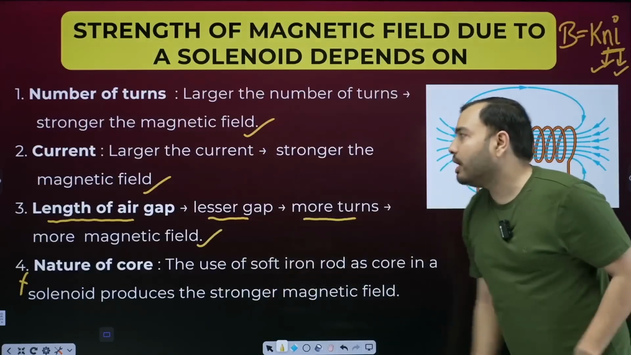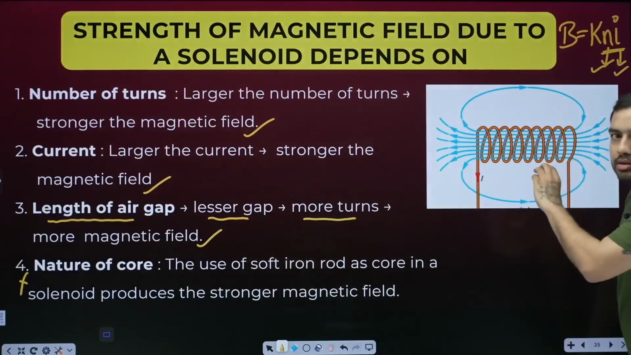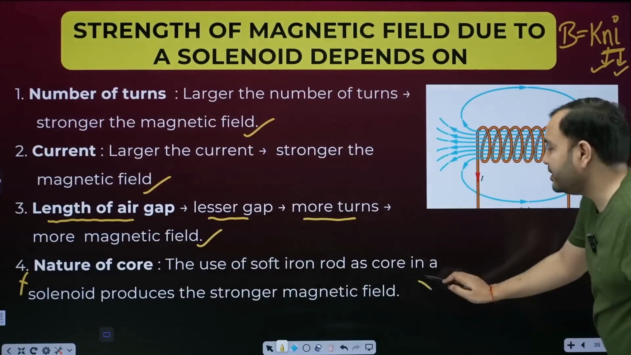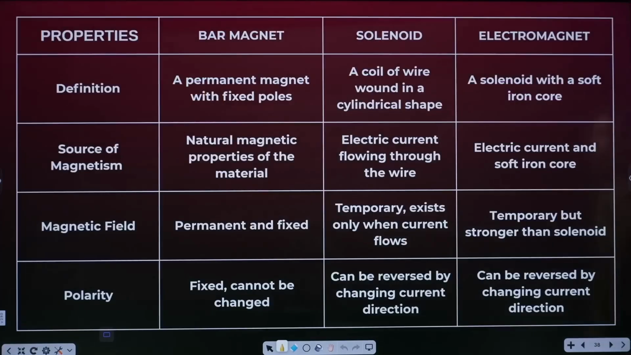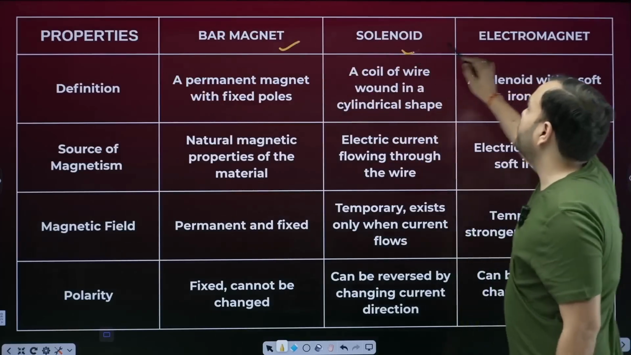Look, in the previous one, an extra point is written in the solenoid point, about the nature of the core. Now if you put a core inside the solenoid, that point is not relevant anyway. As soon as a core is inside the solenoid, what did it become? It becomes an electromagnet. There are some differences between a bar magnet, a solenoid and an electromagnet.